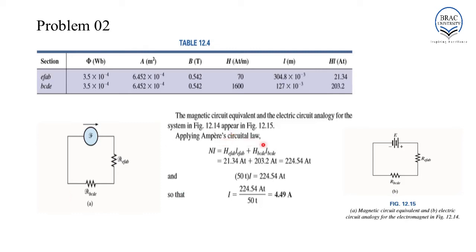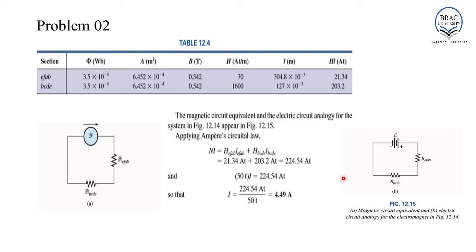Using Ampere's circuital law, we know that NI will be equal to HEFAB times LEFAB plus HBCDE times LBCDE. We know the number of turns N from the given question. Thus, we can easily determine I, which will be equal to 4.49 ampere. That is, you will need a current of 4.49 ampere to set up phi of 3.5 into 10 to the power minus 4 Webers.